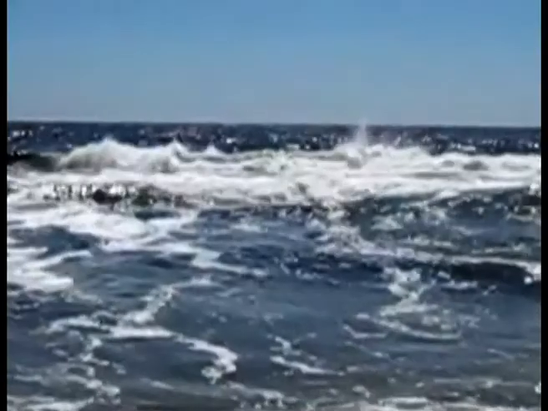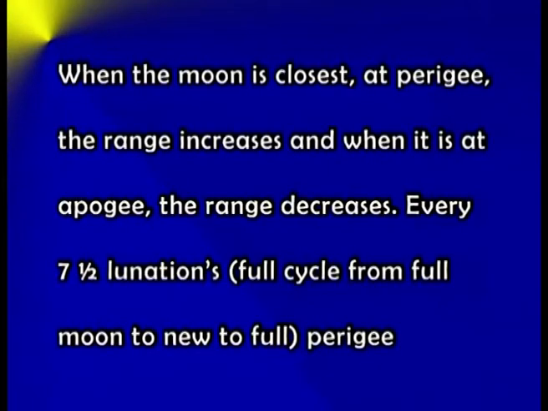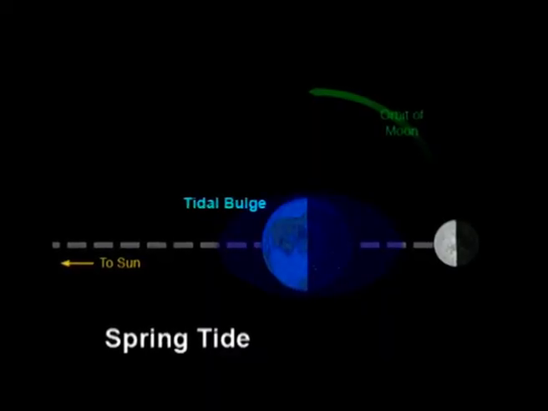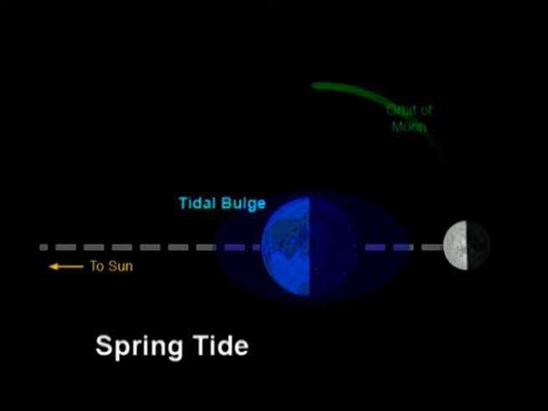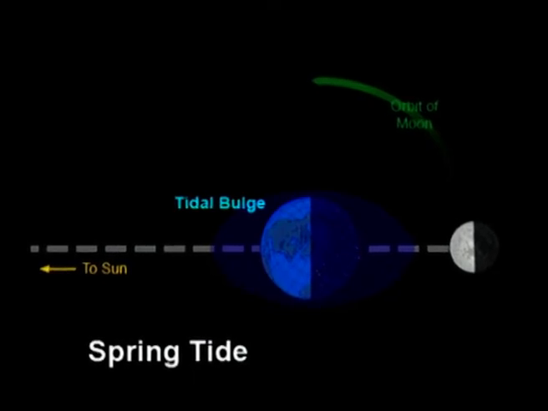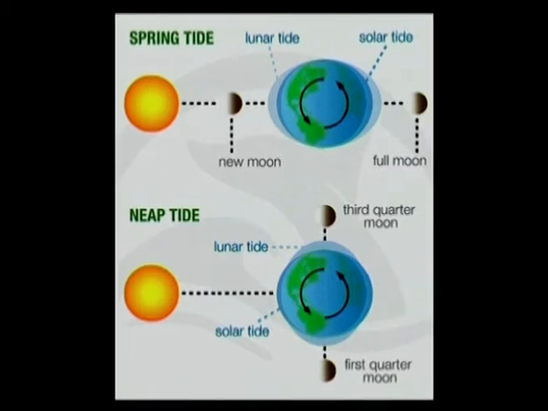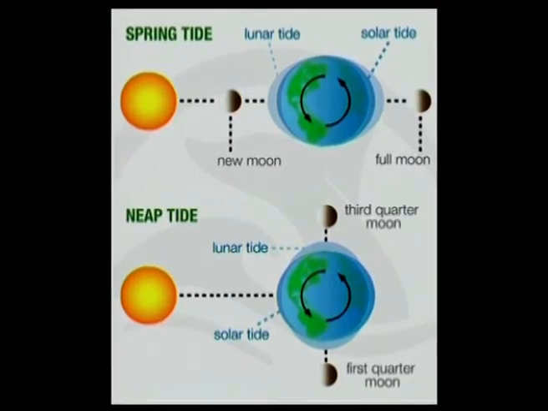The changing distance separating moon and earth also affects tide heights. When the moon is closest at perigee, the range increases, and when it is at apogee, the range decreases. Every 7.5 lunations, that is, a full cycle from full moon to new to full, perigee coincides with either new or full moon, causing perigean spring tides with the largest tidal range. So, the diagram clearly indicates the perigee and the neap tides and other things. This is characteristic of wave, spring and neap tides.